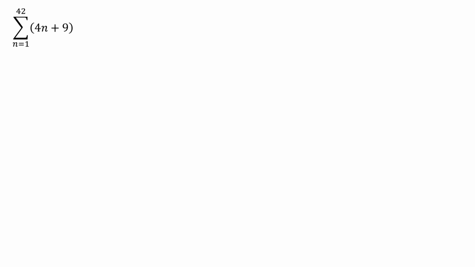Okay, so let's take a look at an example that's a little bit different now, all right? So I started at 1, and then at the end is going to be 42, right? So there's 42 numbers in this list, and 4n plus 9 is our rule, right? 42 numbers in the list. That means, of course, there's 21 pairs, right? Half of 42 is 21.